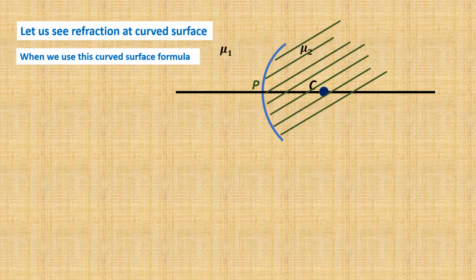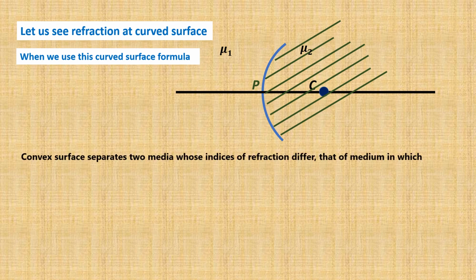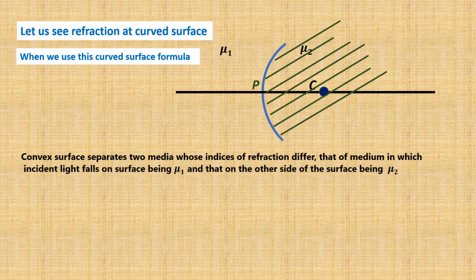And this is the curved surface having P as pole of the surface and the surface has C as center of curvature. Now let mu1 be the refractive index of rarer medium and mu2 be the refractive index of denser medium. Convex surface separates two media whose indices of refraction differ, that of medium in which incident light falls on surface being mu1 and that on the other side of the surface being mu2. O is the point object which is kept in front of the curved surface, and the image of the point object is formed on the other side of the surface.